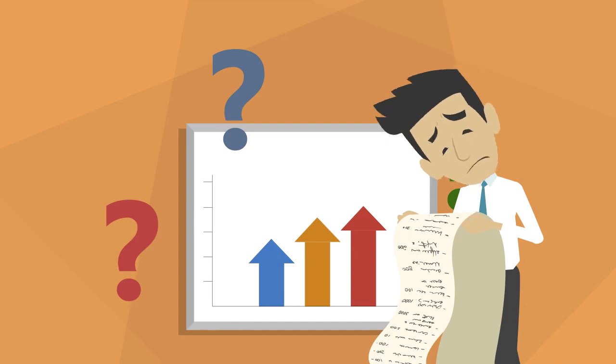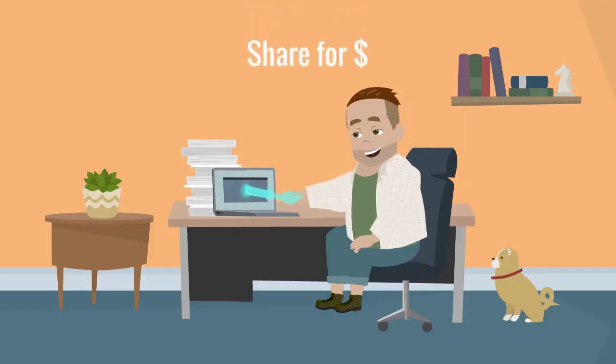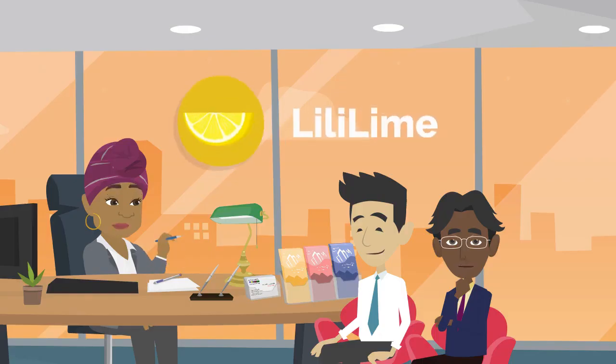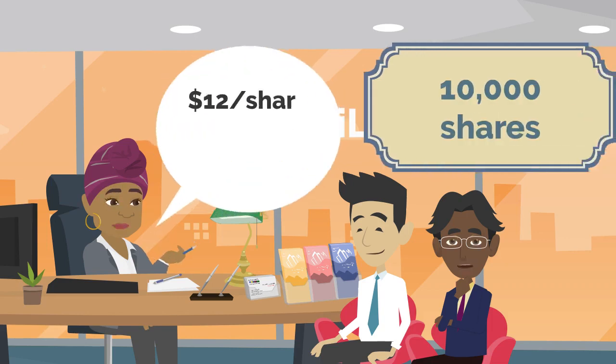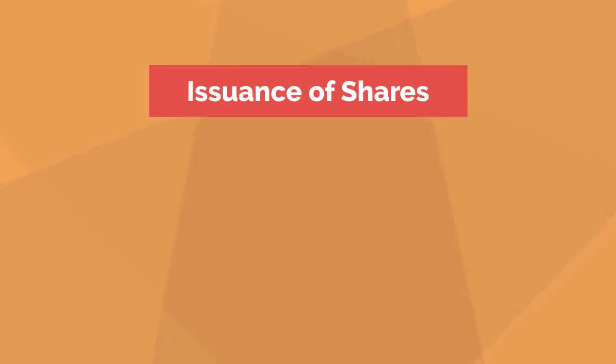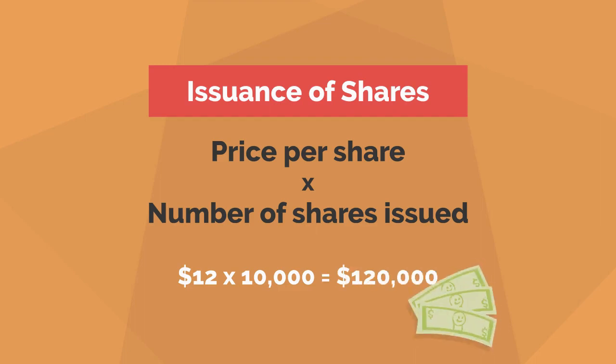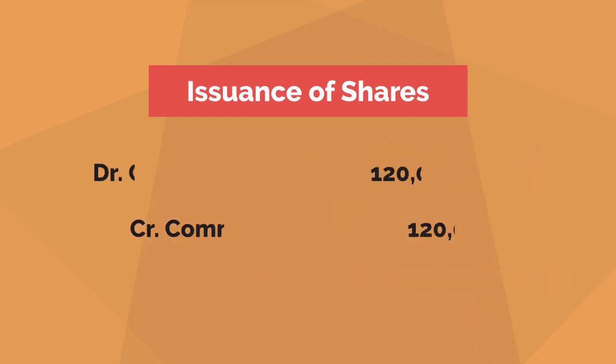Let's take a look. Shares are usually issued in exchange for cash. For example, when the apparel company Lily Lime issues 10,000 shares at $12 per share on January 1st, they are effectively selling a portion of the company for cash. We calculate the total proceeds from the issuance of shares by multiplying the price per share by the total number of shares issued. In this case, Lily Lime raised a total of $120,000 in cash. We debit the cash account and credit the common shares account for this amount.